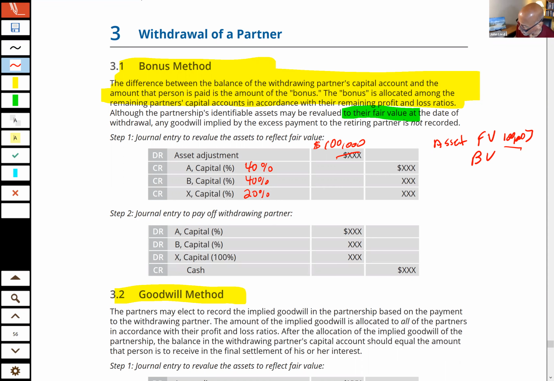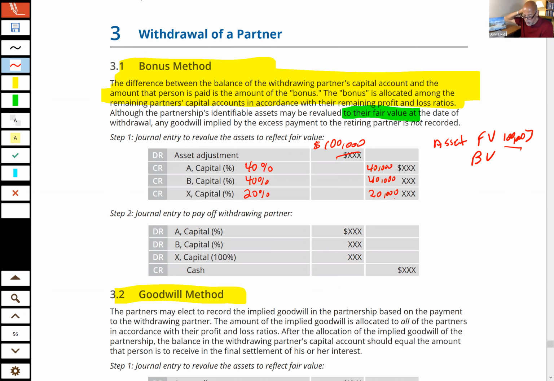So what happens? 40% of that goes to partner A. 40% of that goes to partner B, and 20,000 of that will go to partner X. With me so far? So we just wrote up the assets, okay?